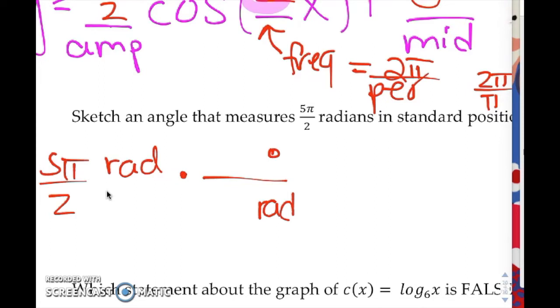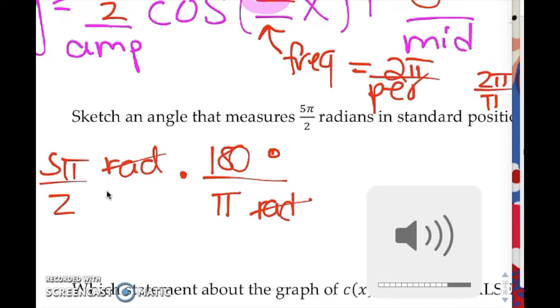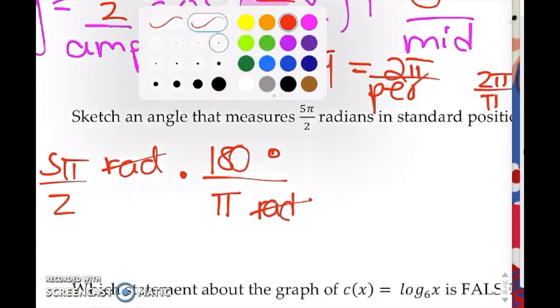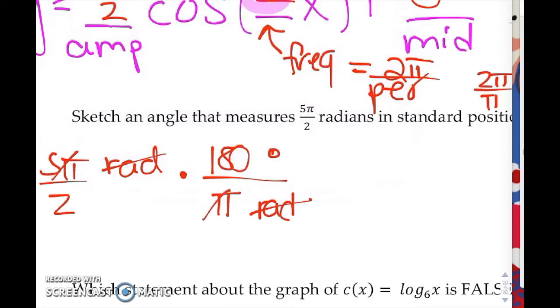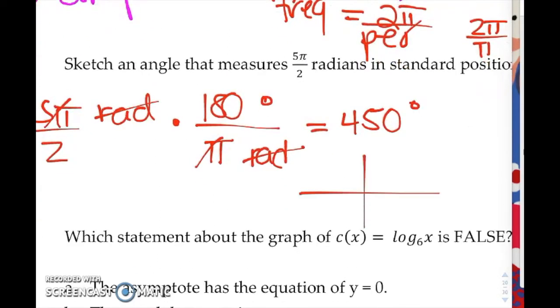Now, on your reference sheet, it gives you the conversion factor. We're either going to do 180 over pi or pi over 180. Since we want radians to cancel, we need that to be on the bottom. So I'm going to do 180 over pi here. So in this case, I can see that the pi's will cancel. So I'm going to do 5 times 180 and divide it by 2, and that's going to be 450 degrees. So that will land me, all right, 360 degrees around is right here, and I need to go another 90 degrees, so it would land me right there.